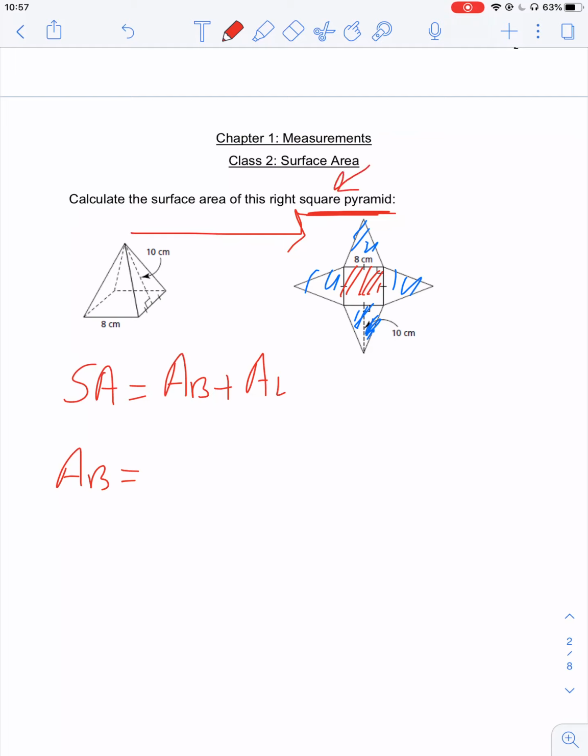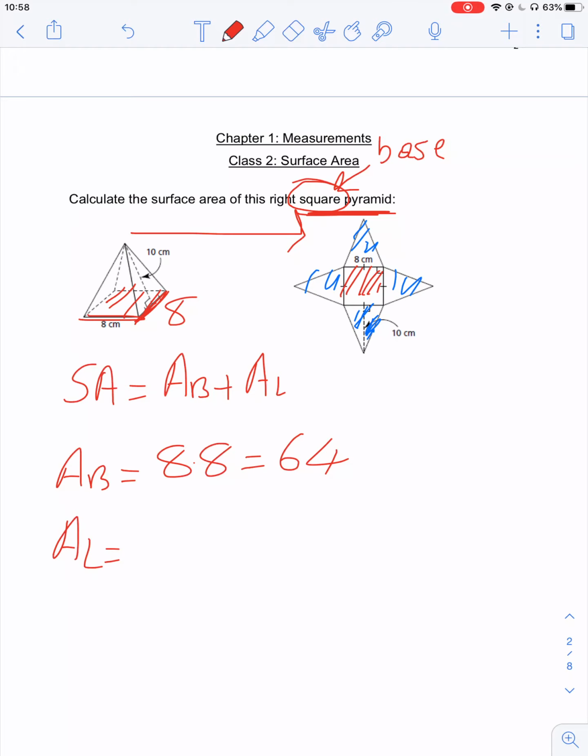So because the base is a square, and we know that one of the sides measures 8, that means the other one also has to measure 8, right? So area of the base is just 8 times 8, which is 64. Now, how do you find the lateral area? Well, you have to find the area of the triangle. So let's do that first, okay? Because I don't want to confuse you, let's find the area of the triangle first.